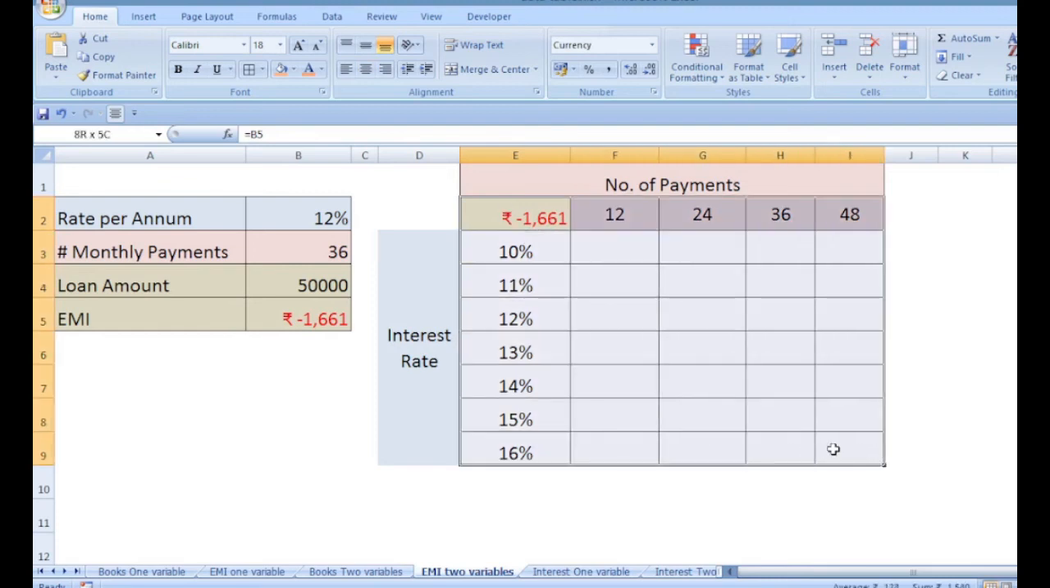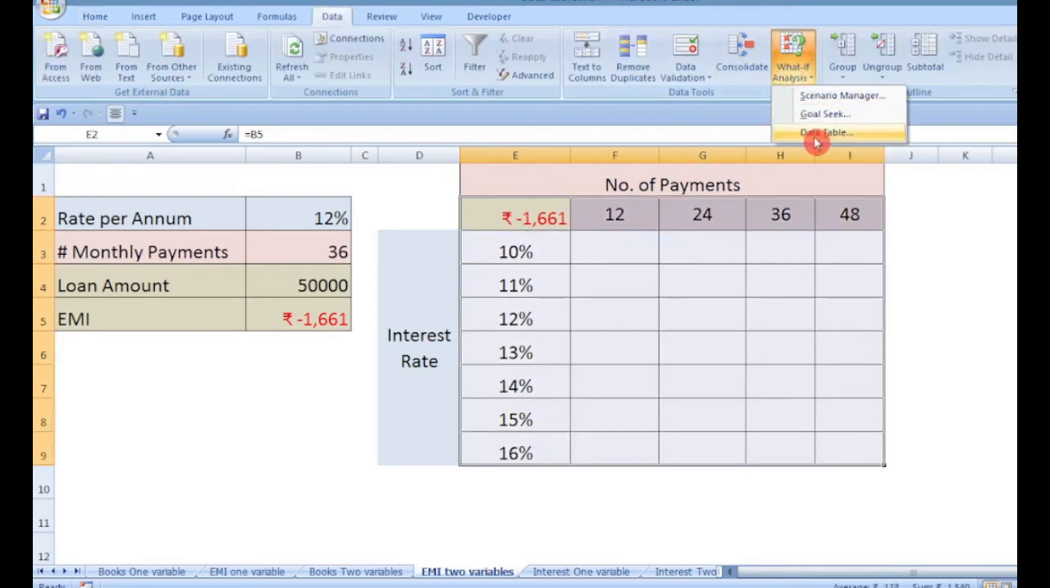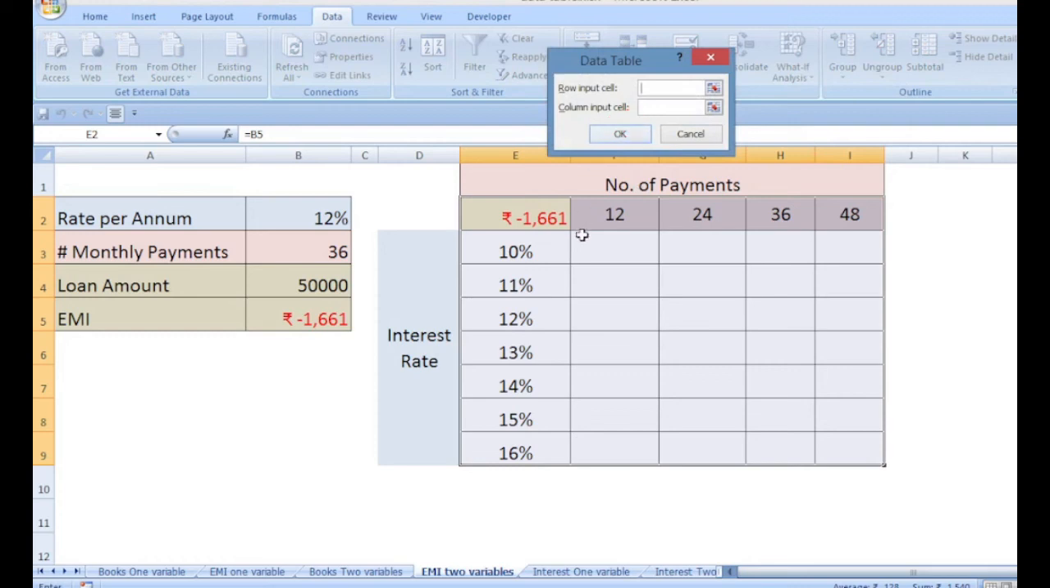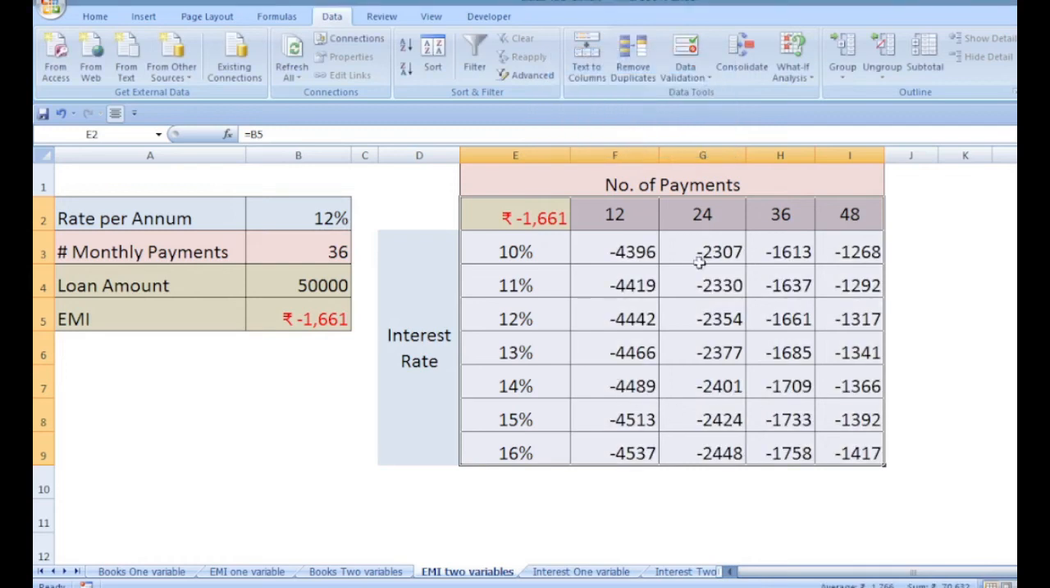I select the data, go to Data, What-If Analysis, Data Table. Now I have to specify two inputs. One is corresponding to the row and another one is corresponding to the column. The cell corresponding to the row is the number of payments. Similarly, the cell corresponding to the column is the percentage, which is this. Give OK. Now you can see that the whole calculation is done for different payments and different interest rates.